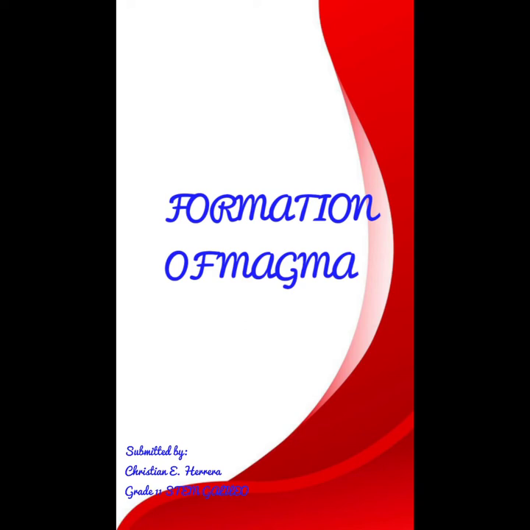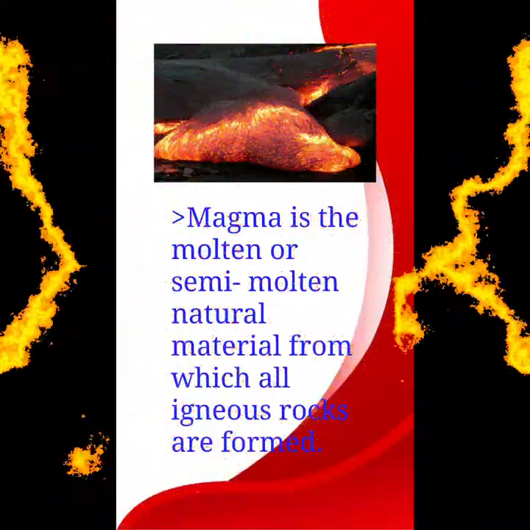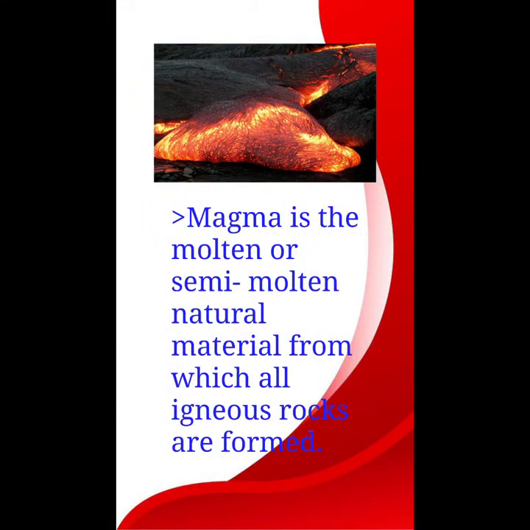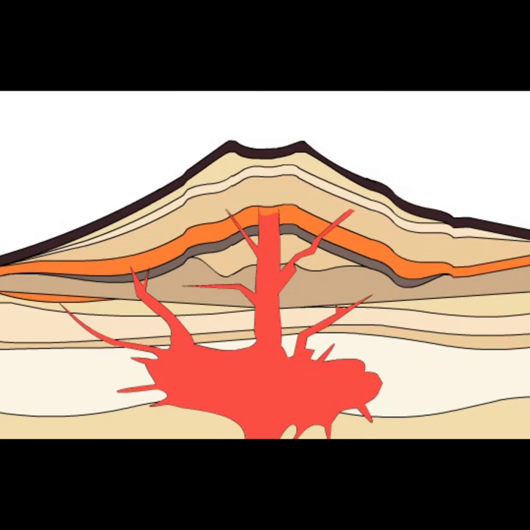Today, we will be discussing the formation of magma. But first, what is magma? Magma is the molten or semi-molten natural material from which all igneous rocks are formed. It is found beneath the surface of the earth, and evidence of magmatism has also been discovered on other terrestrial planets and some natural satellites.